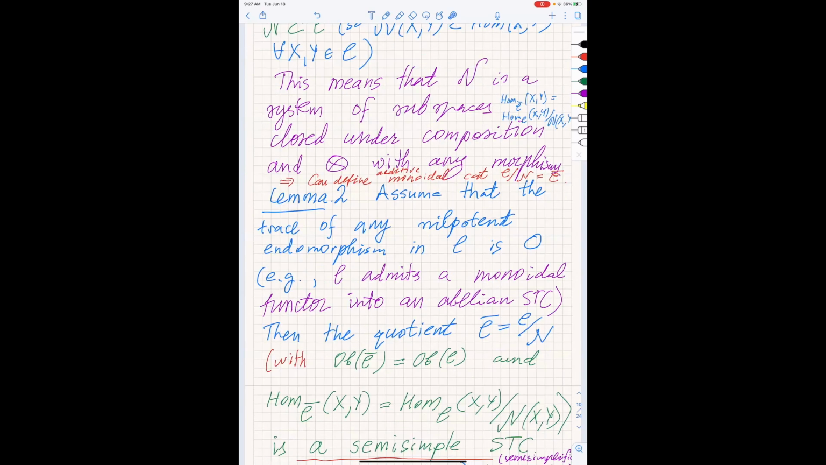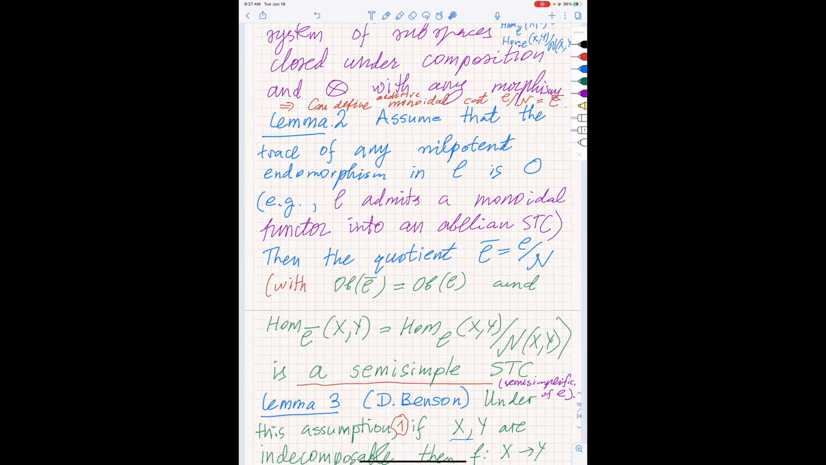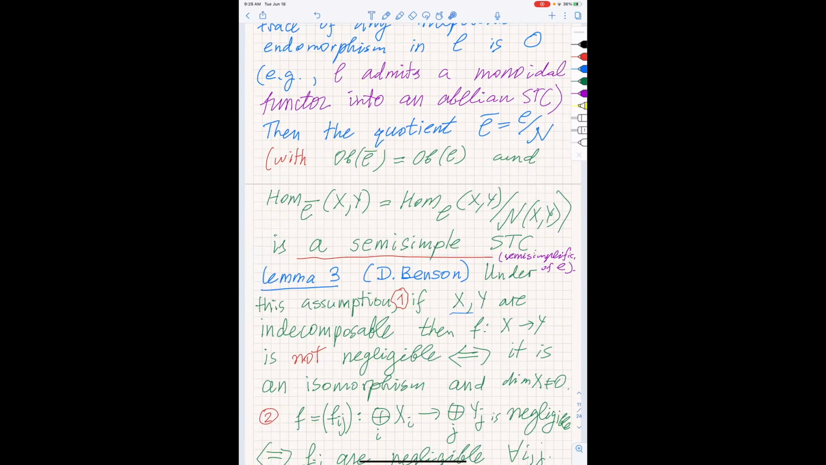And so then this quotient C bar, which is C mod N, turns out to be also a symmetric tensor category, which is not just abelian, but also semi-simple. So here we finally will need a third lemma, which is due to Dave Benson, which allows us to prove that this category is semi-simple and describe its simple objects.